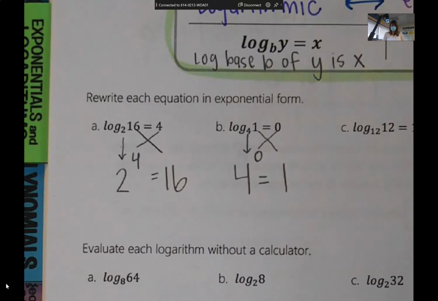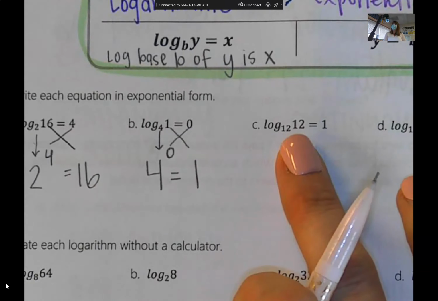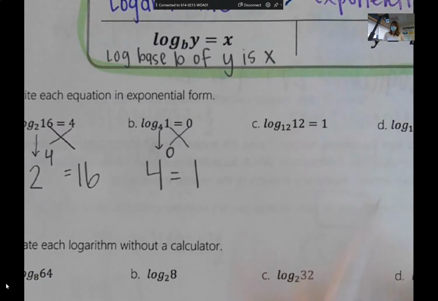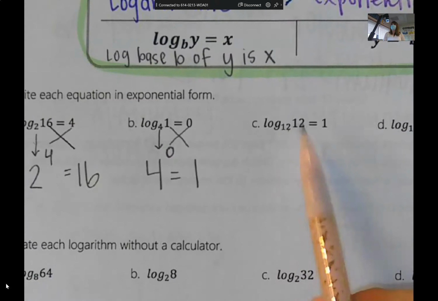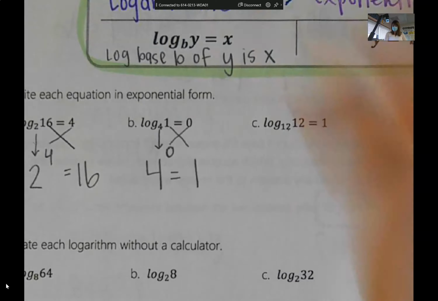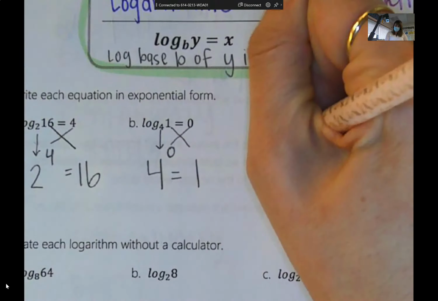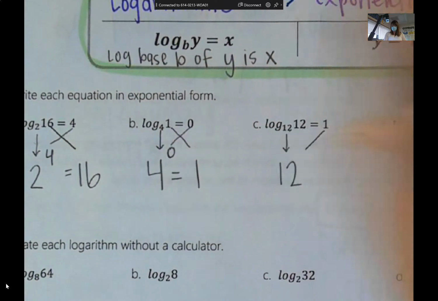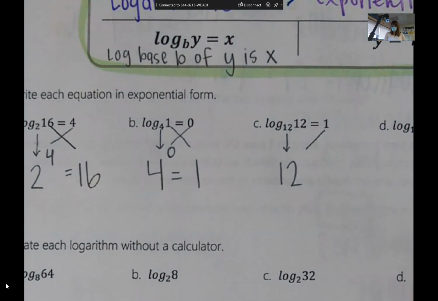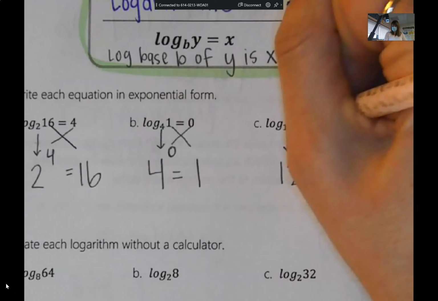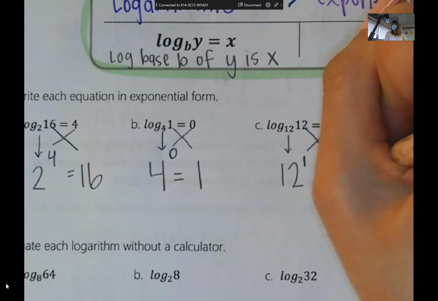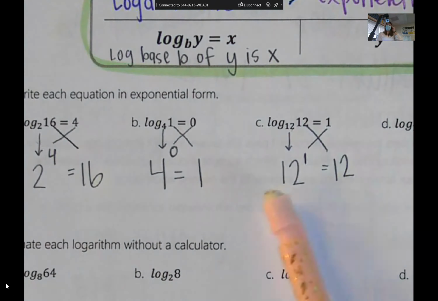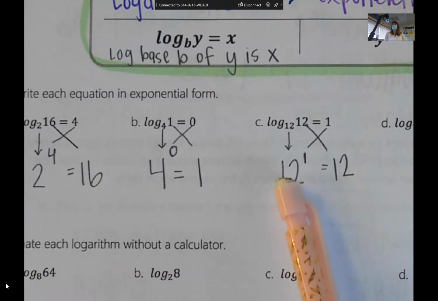Okay, let's check this next one. This one is asking, how many times do I need to multiply 12 together to get 12? The answer to that is, bring 12 down as your base. What does your exponent become? 1, thank you. And that equals 12. So this is saying you multiply 12 by itself, you have pretty much 1/12, that equals 12.